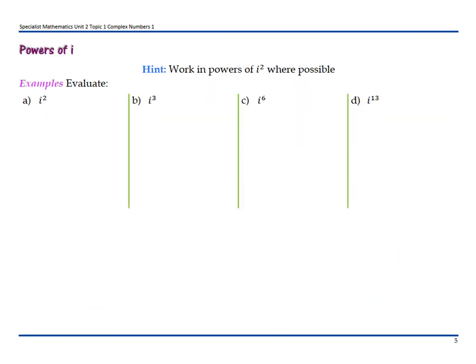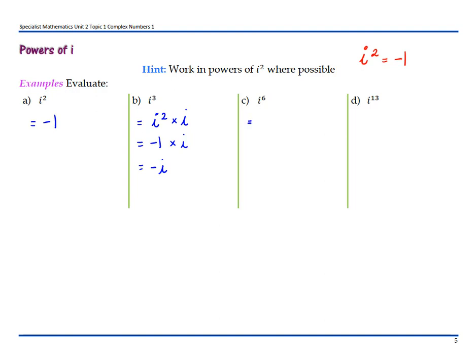Now looking at powers of i. The hint here is to work with powers of i squared where possible. Now why are we doing that? Well, we know that i squared equals -1. So if we can divide up into powers of i squared, we can simplify these. So the first one's nice and straightforward. i squared is -1. i cubed would be i squared times i, which is -1 times i, which is negative i.